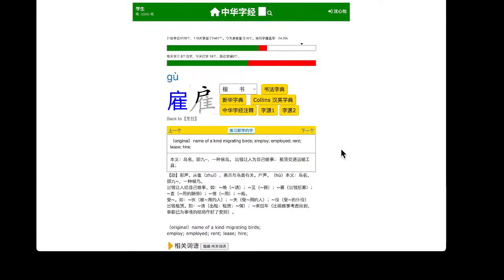Gu. The original meaning of gu is the name of a type of migrating bird called gu. But later on it came to mean employ, employed, hire somebody to do something, or rent. Anything where you give money and ask somebody to accomplish something is called gu. So basically, buying labor.